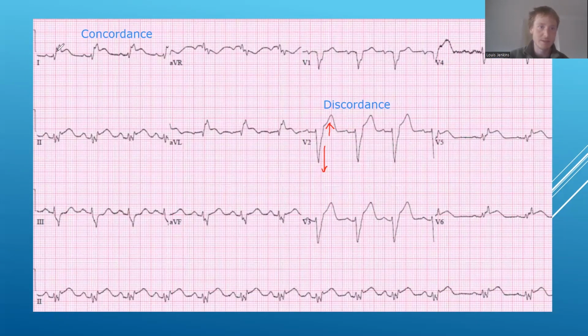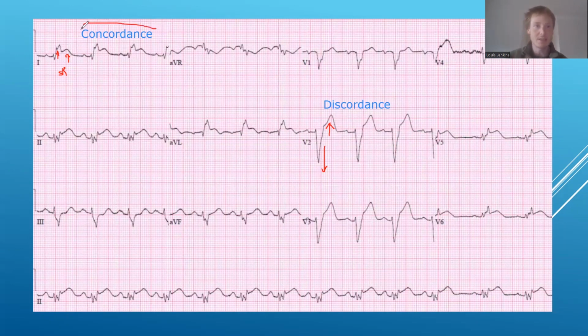R wave, an S wave, and then an R prime here. And then we have a T wave that's pointing in the same direction. So both our QRS complex and our T wave are pointing in the same direction. That means that they're concordant with each other, okay?